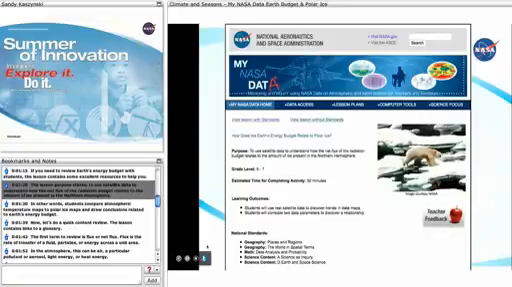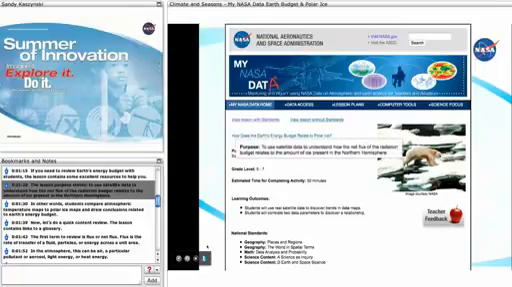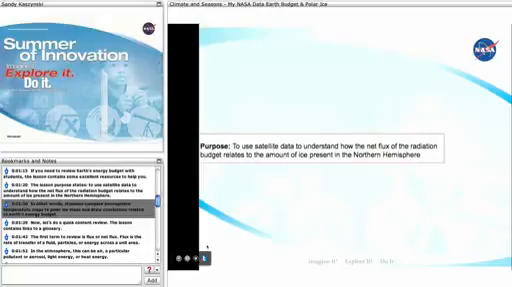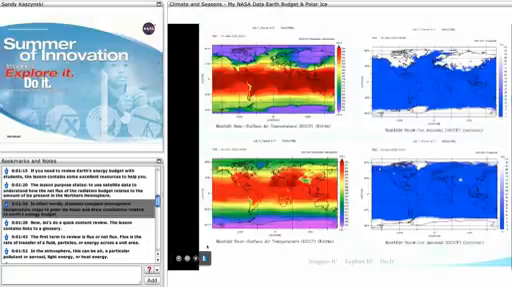The lesson purpose states to use satellite data to understand how the net flux of the radiation budget relates to the amount of polar ice present in the northern hemisphere. In other words, students compare atmospheric temperature maps to polar ice maps and draw conclusions related to Earth's energy budget.